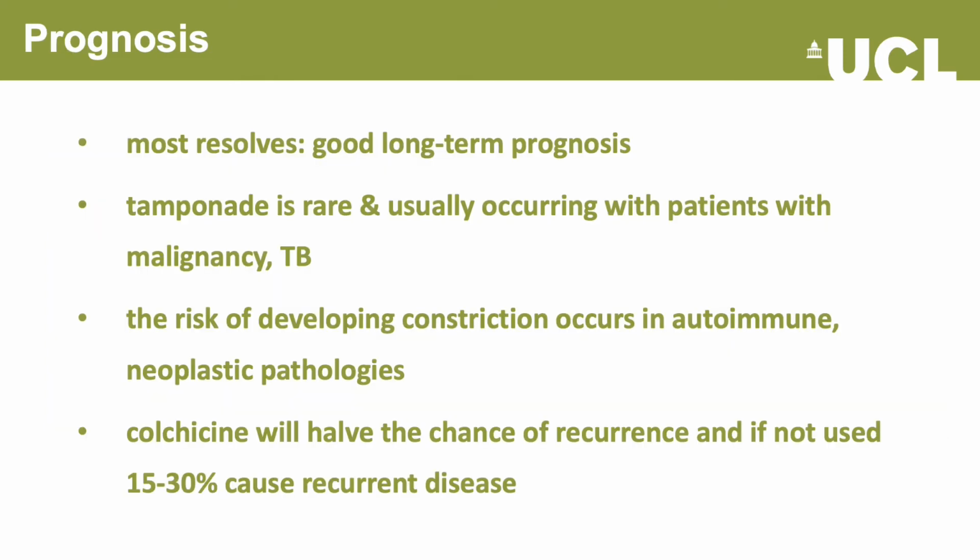So assuming that your treatment plan goes well, most of the time the prognosis of pericarditis is good. Tamponade is rare and usually occurs in patients with malignancy or associated TB. The risk of constriction, however, does occur in autoimmune and neoplastic pathologies. Of note, colchicine will halve the chance of recurrence, and if not used, 30 to 50% will get recurrent disease, and that's why you may opt for colchicine as your first line agent.